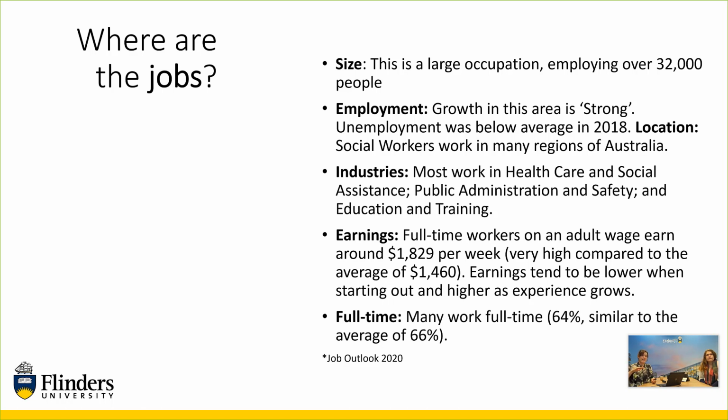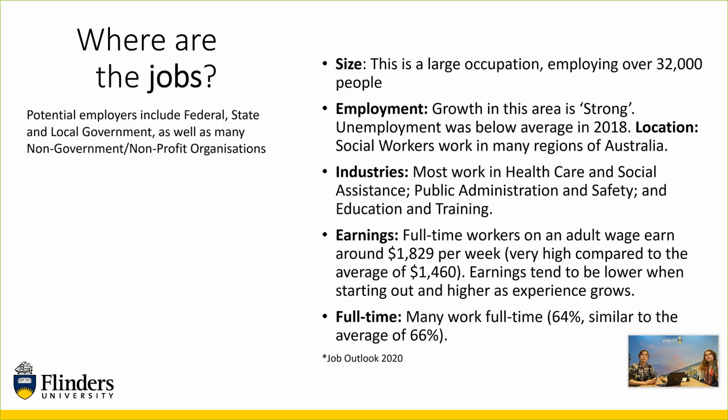Earnings tend to be lower when starting out and higher as experience grows. So you might start out in a graduate entry-level job, and you might work up as you gain more experience throughout the industry. Many work full-time at 64%, similar to the average of 66%. So where are they? Well, potential employers include government at all levels, so federal, state and local government, as well as many non-government or non-profit organisations, often referred to as NGOs.